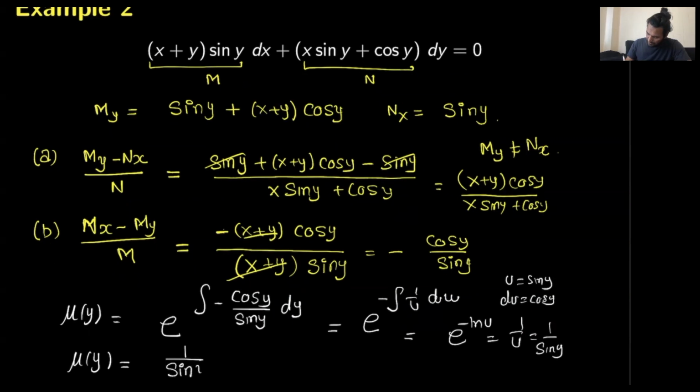You can verify this by multiplying the differential equation throughout by 1 over sin y, and then you can check the partial derivative of the first term with respect to y and the partial derivative of the term attached to dy with respect to x, whether they are equal or not.